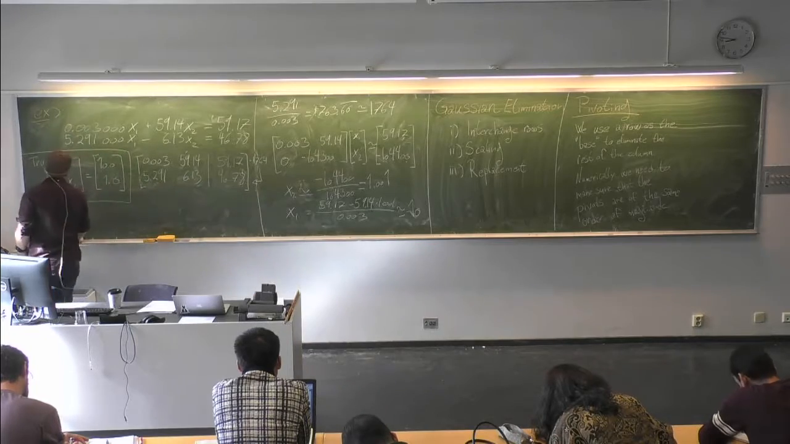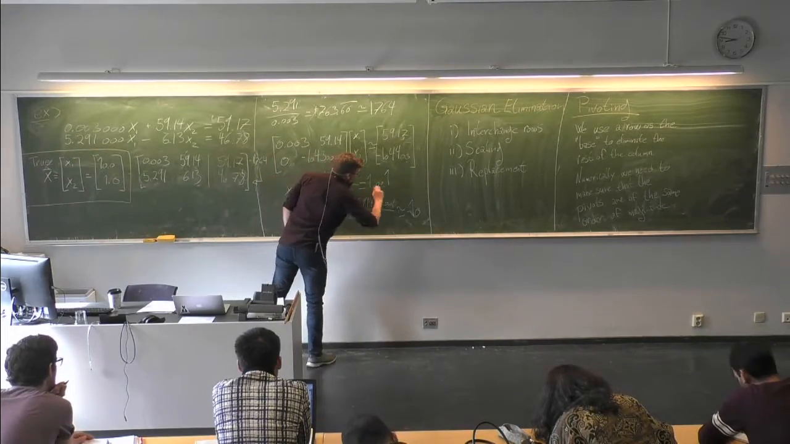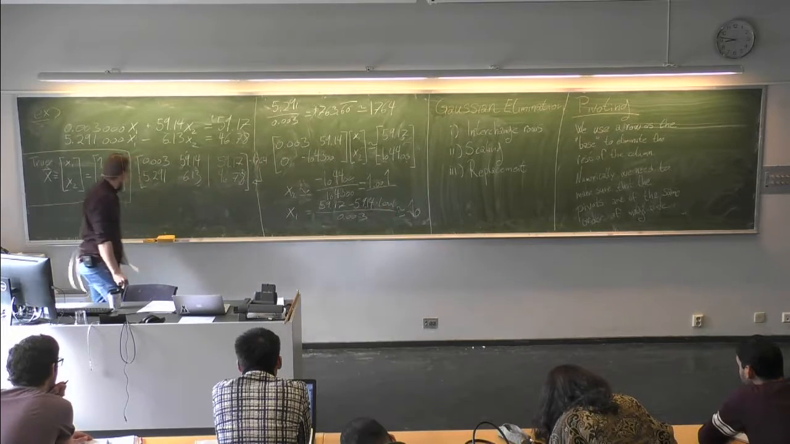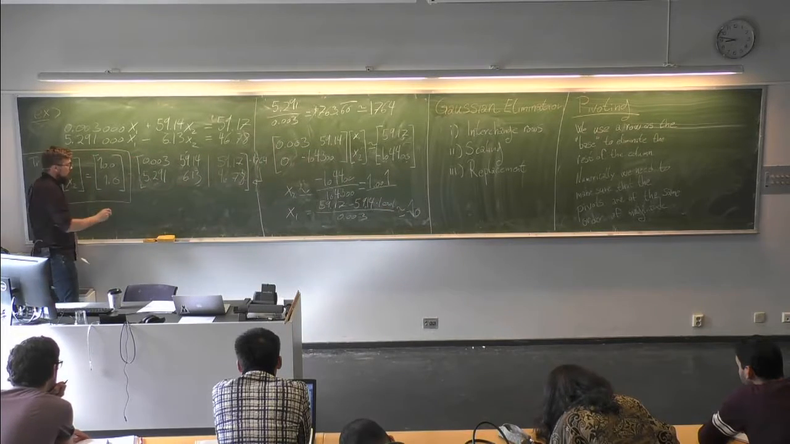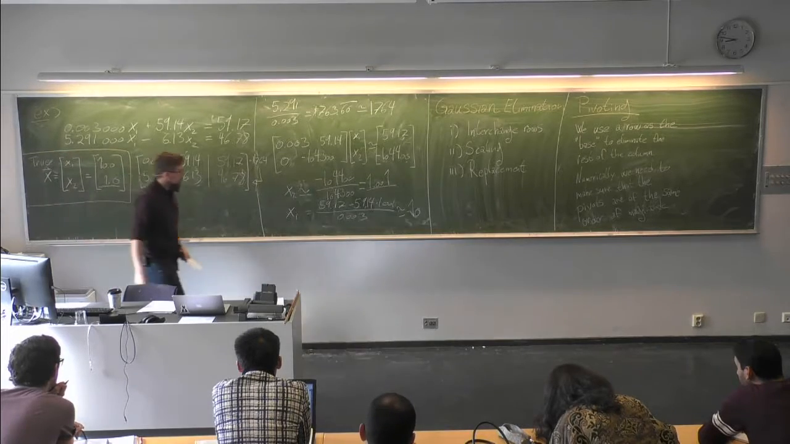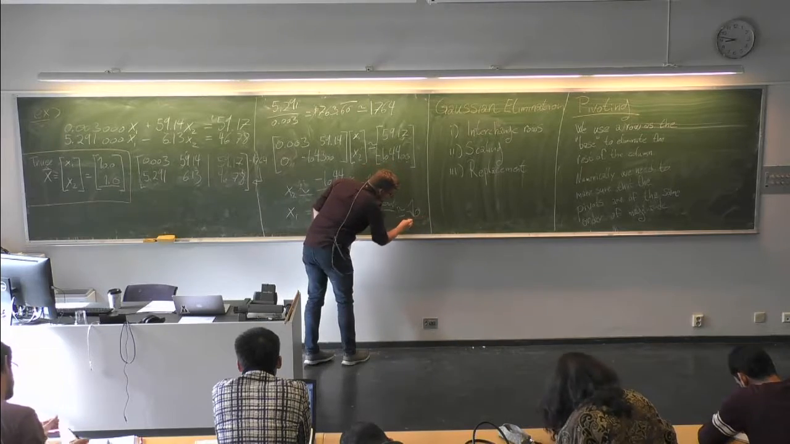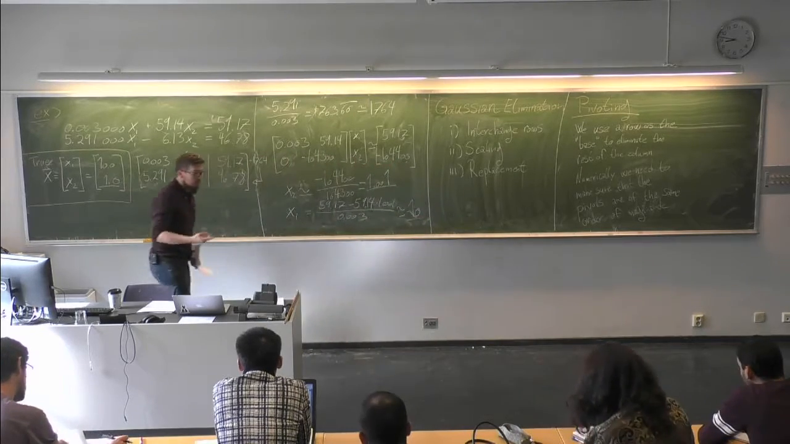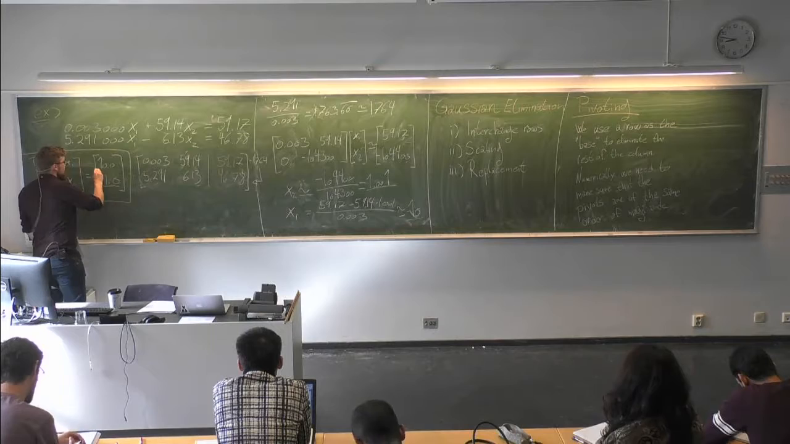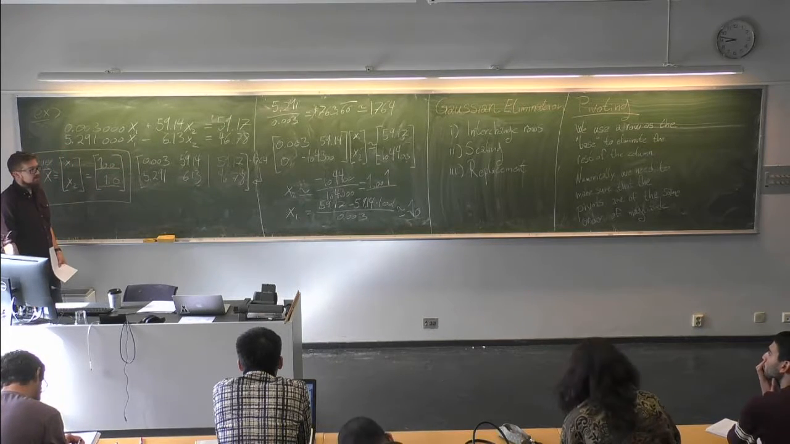So x2, suppose the true solution is 1. Okay, not too bad. But for x1, we get negative 10. The true solution is 10. That's bad.